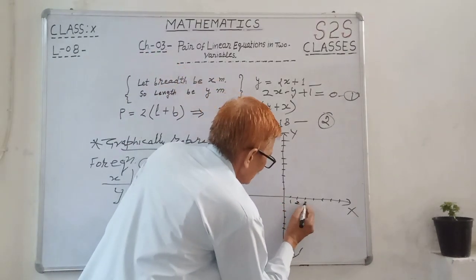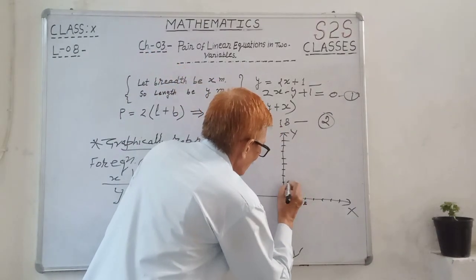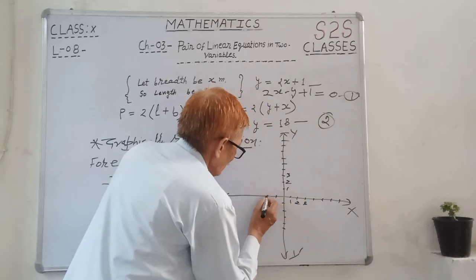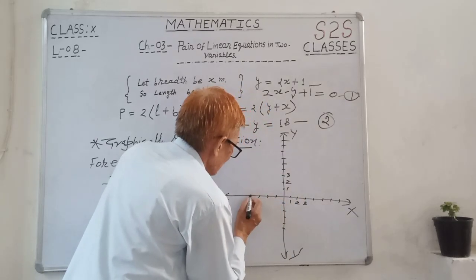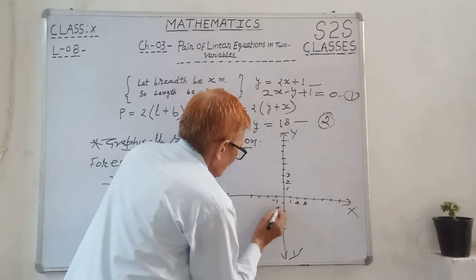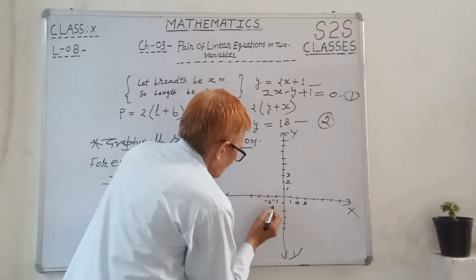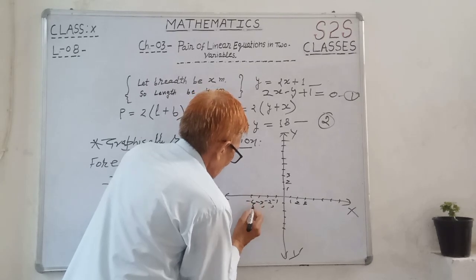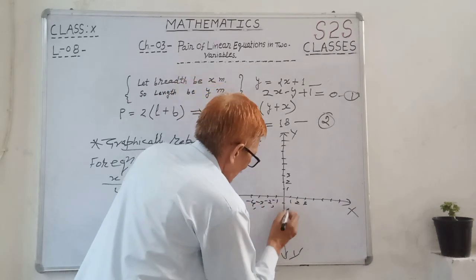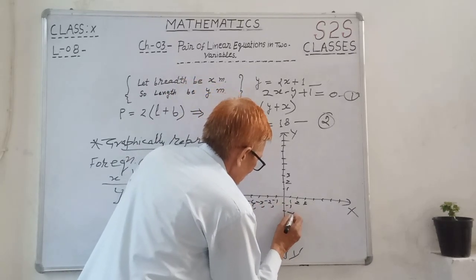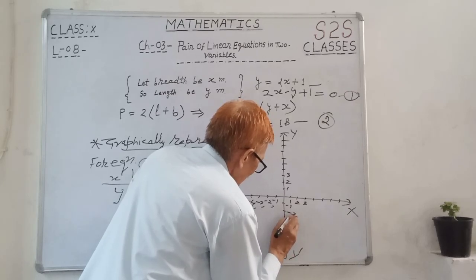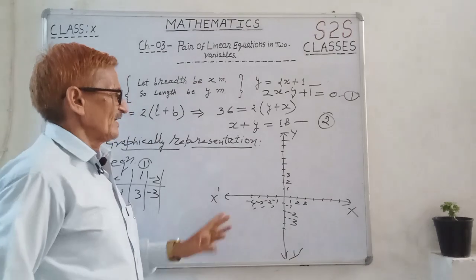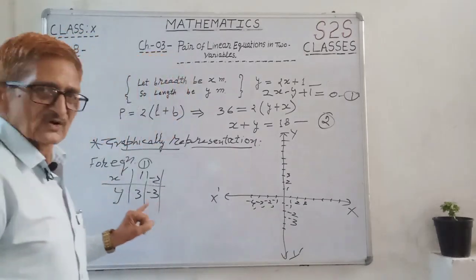1 2 3 and so on. Minus 1, minus 2, minus 3, minus 4 and so on. We should write. Okay. Here minus 1, minus 2 we can write and so on. So these points mark, and after that you should plot.